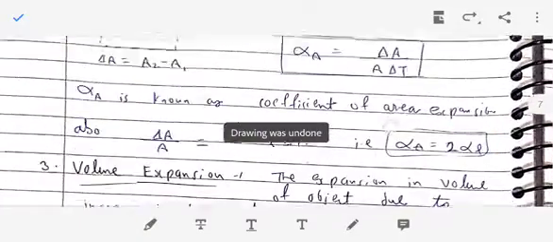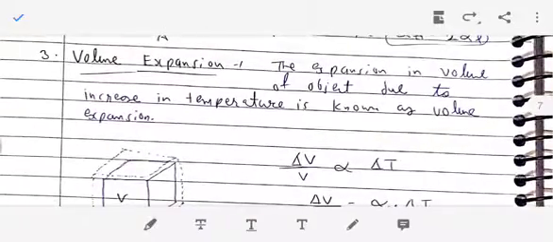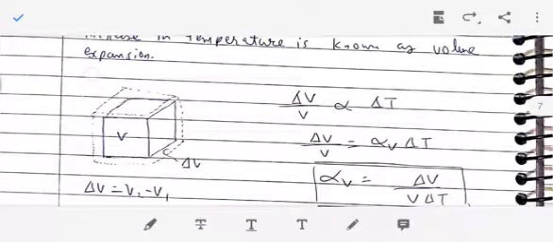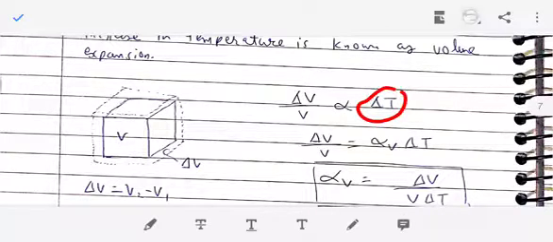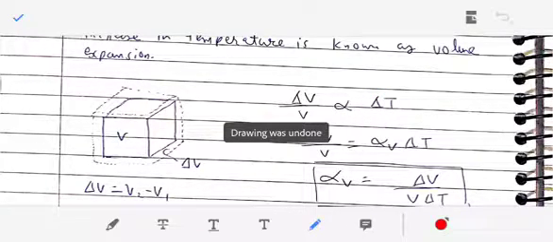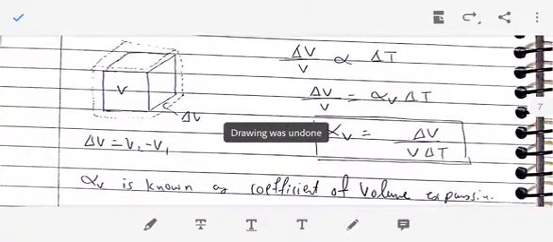So this was area expansion. The third one is the volume expansion. The expansion in volume of an object due to increase in temperature is known as the volume expansion. If this is a cubical body, previously its volume was V, and then we have heated it up by delta T amount of temperature, then its volume increases by delta V amount. If the new volume is V2, original volume was V1, so delta V will be equal to V2 minus V1.